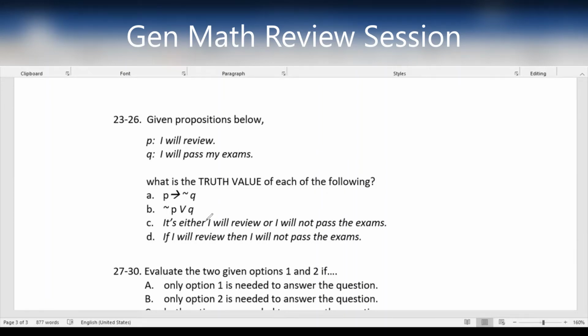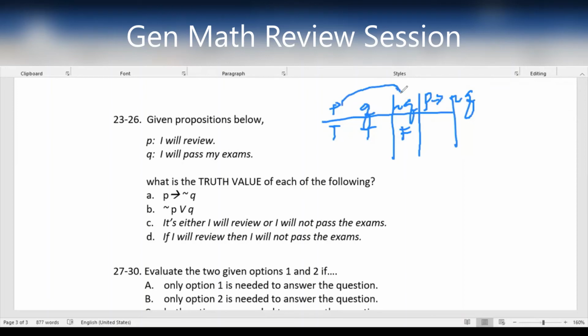So, in letter A, so P, then kasi yan, if then. If I will review, then I will not pass the exam. So, of course, this is your basis, si P implies Q. Yan. So, if I will review, I will pass the exam. Itutrue natin yon. Yun yung truth value niya sa given. Tapos, applying this, kung not Q to, so magiging false si not Q. And then si P, for this given, P implies not Q.